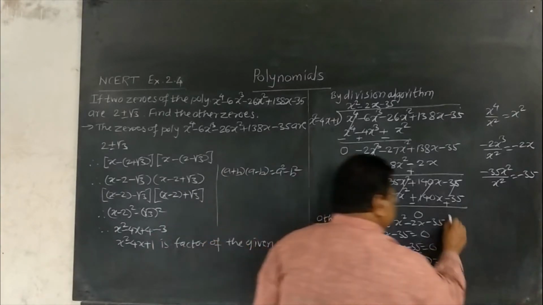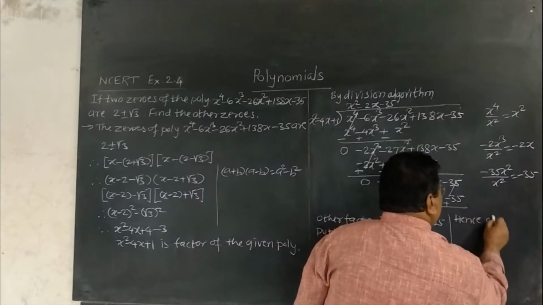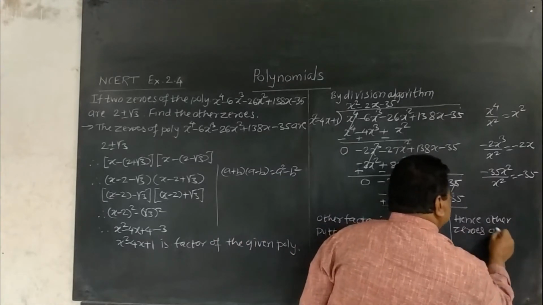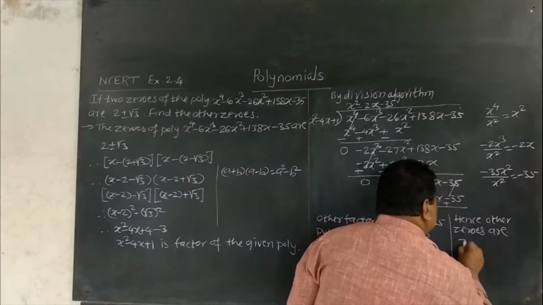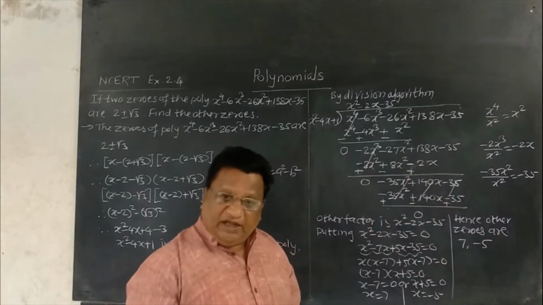So other zeros are 7 and minus 5. So do you understand this?